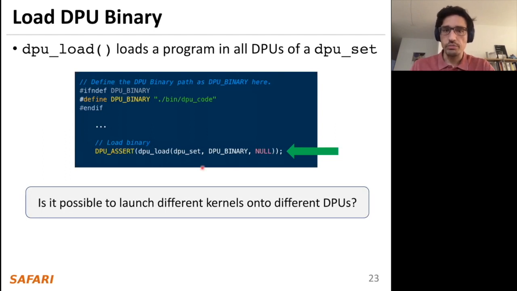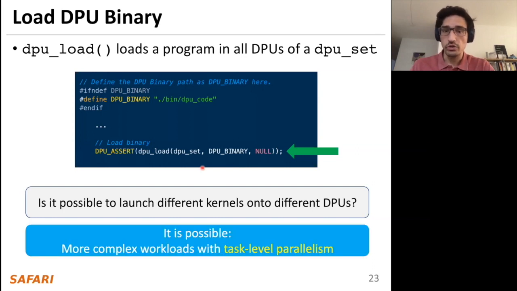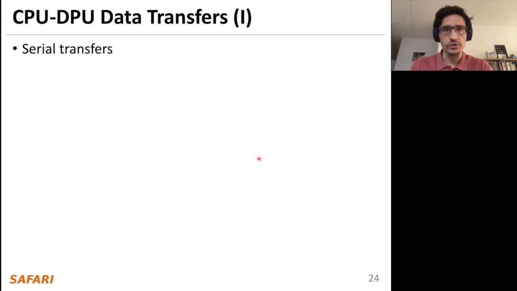Now, one question is, is it possible to launch different kernels onto different DPUs? Yes, that's possible if we create different DPU sets and we assign one kernel, or one of these binaries, to a different DPU set. And one interesting thing here is, if we are using this in the same application for the same process, that we can enable task level parallelism. So we can have two different DPU sets working on not only different data, but running the same program, but also computing completely different operations.